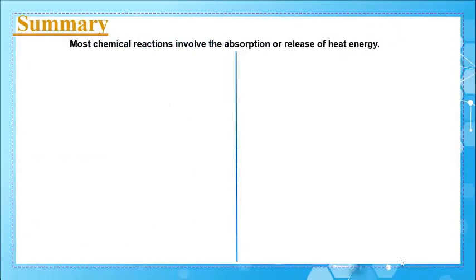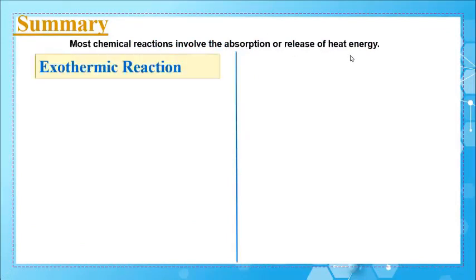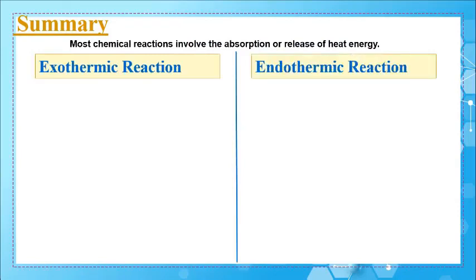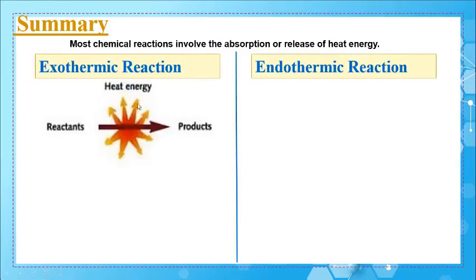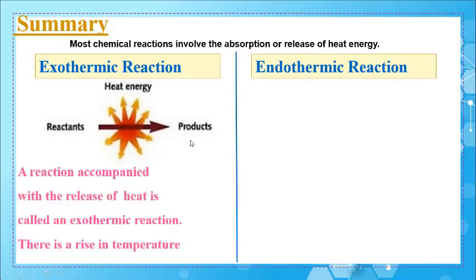As a summary, most reactions involve the absorption or release of heat. Now, we classify them as exothermic reactions or endothermic reactions. In exothermic reactions, the reactants produce heat to obtain the product, and this heat is released to the surroundings, where the reactants get hotter than the surroundings, so it gives the surroundings some of its heat. So, a reaction accompanied with the release of heat is called an exothermic reaction. There is a rise in temperature.